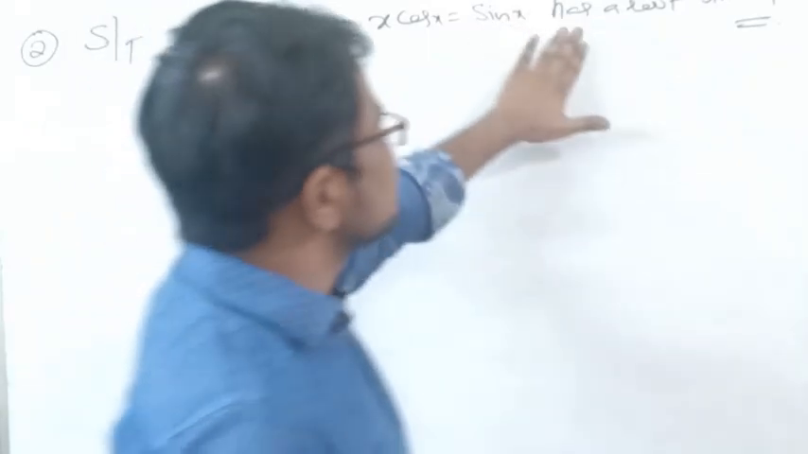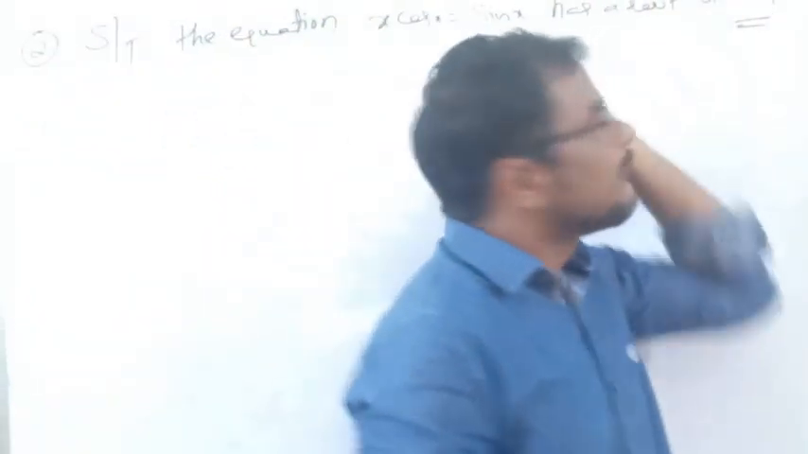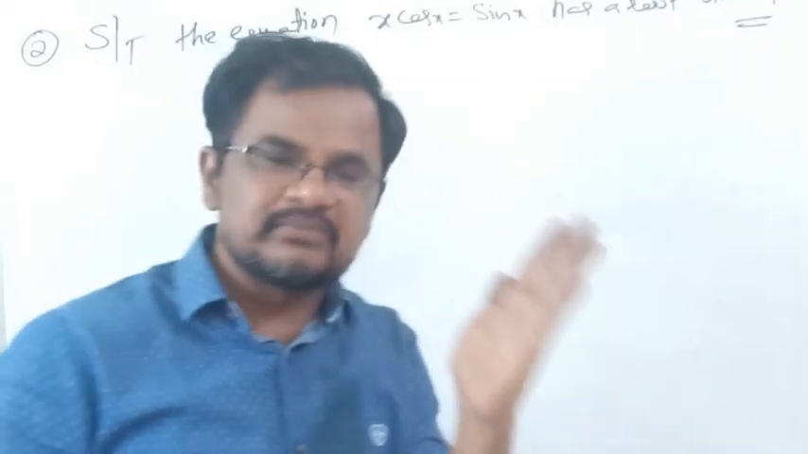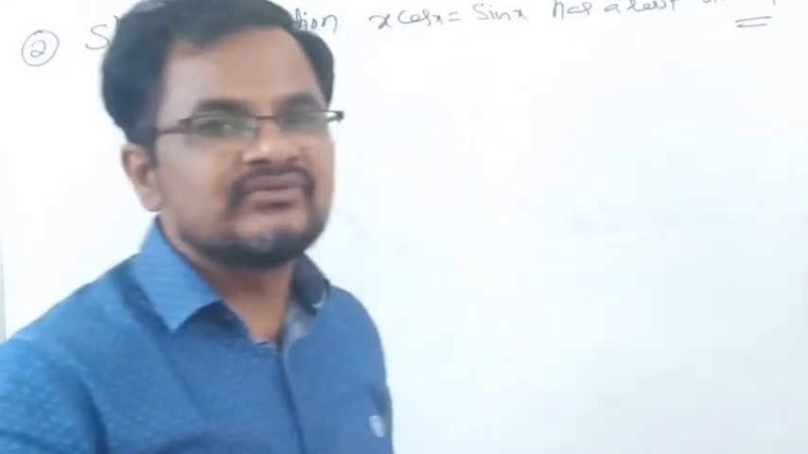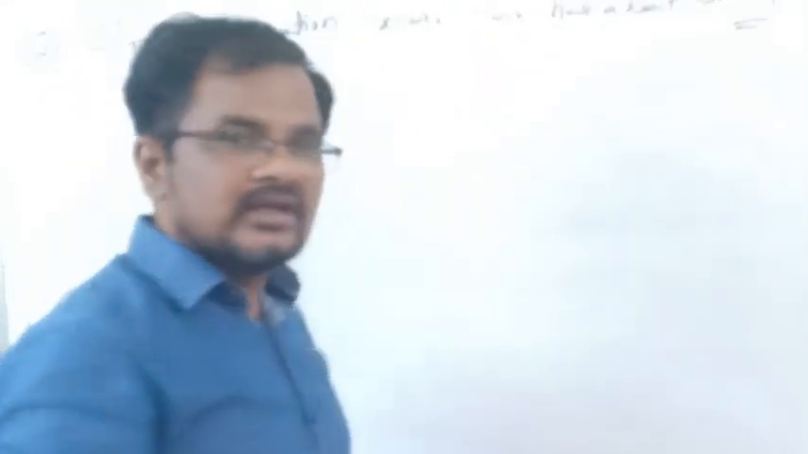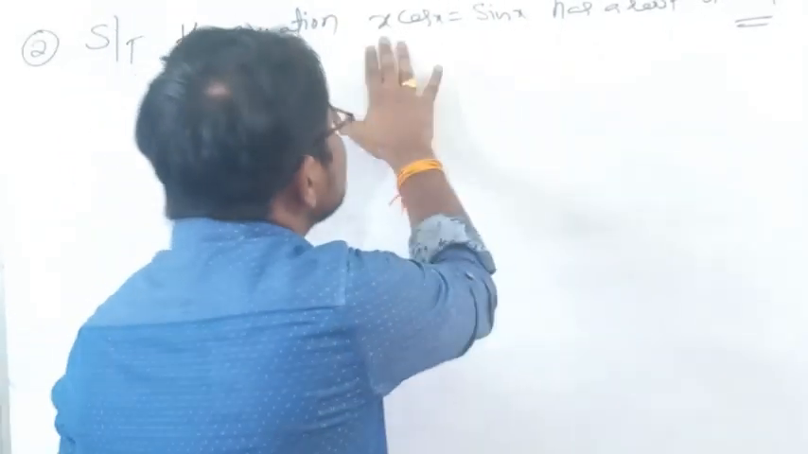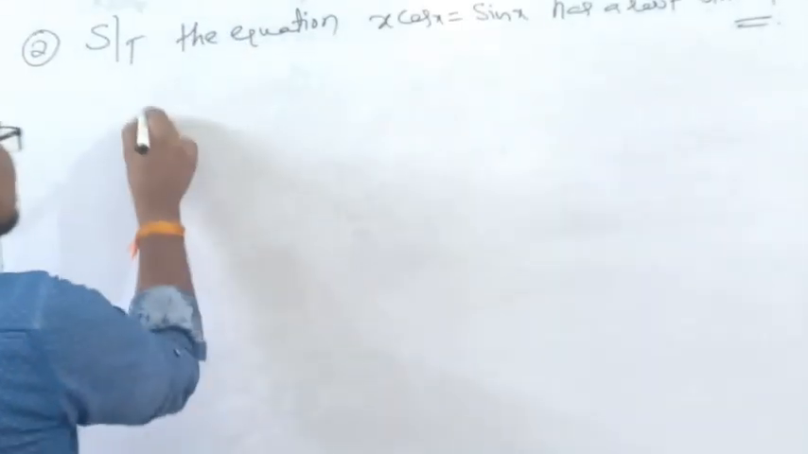Now here also, what we have to show is that this equation has at least one root between pi and 2 pi. Means there exists at least one root, definitely. So by Rolle's theorem, we have to identify in which function's differentiation this expression appears. If you observe this, you can identify that function.